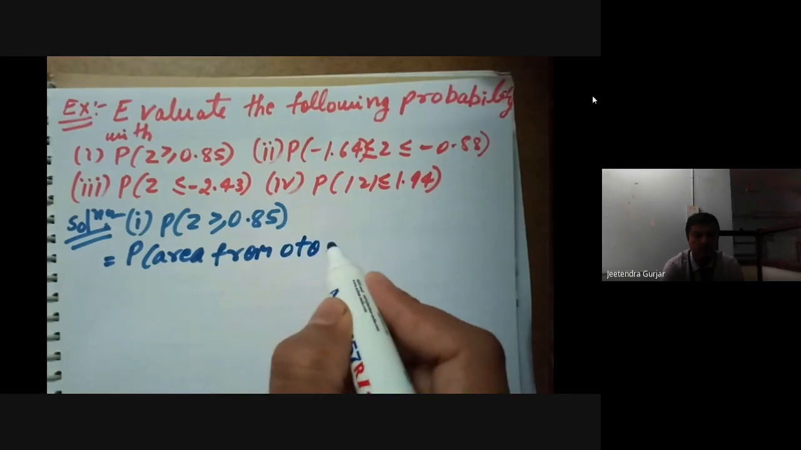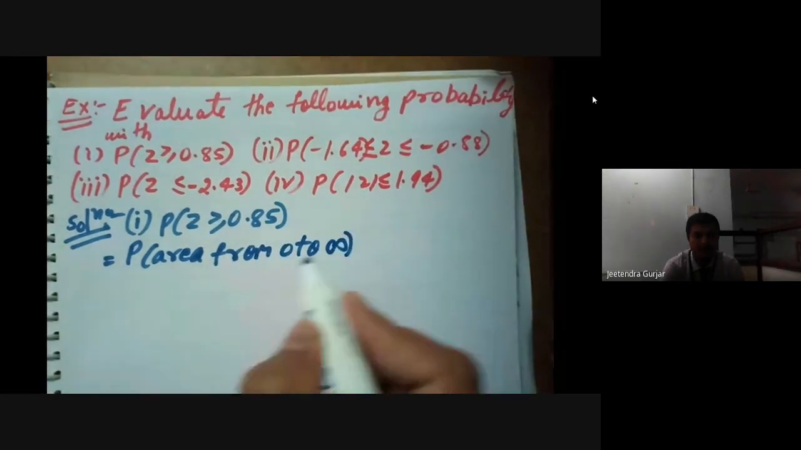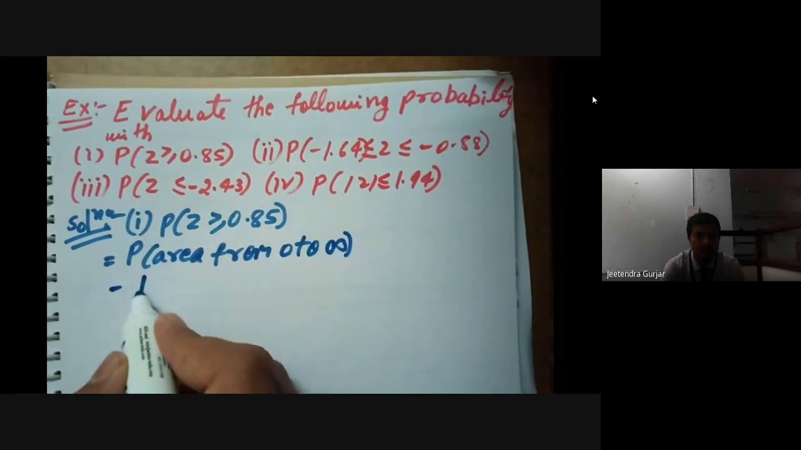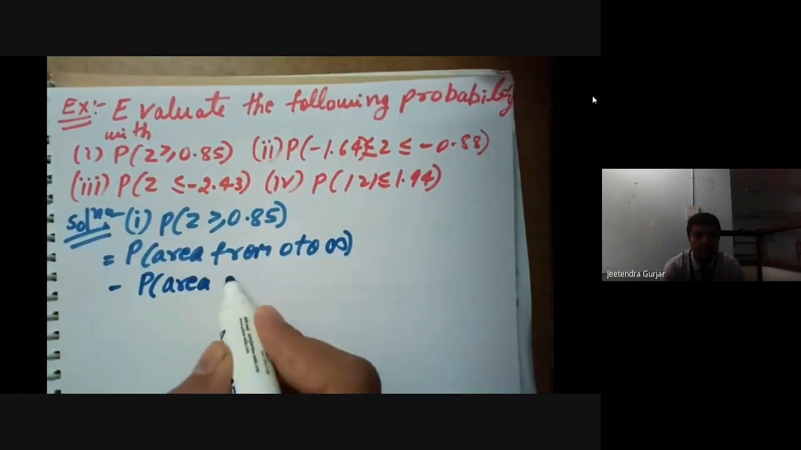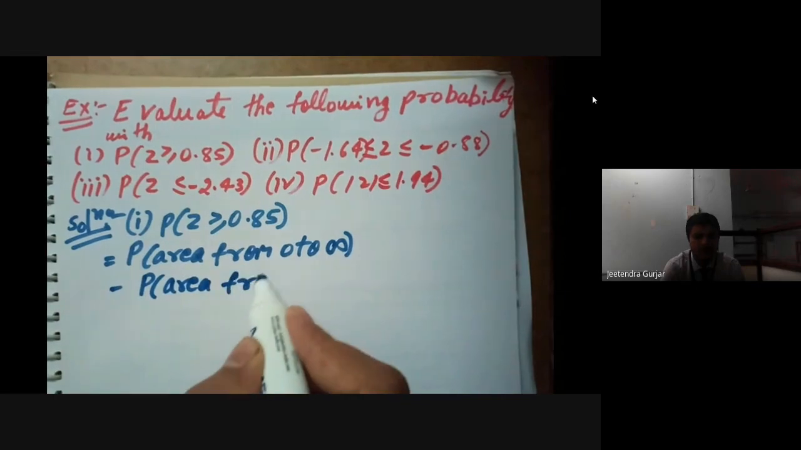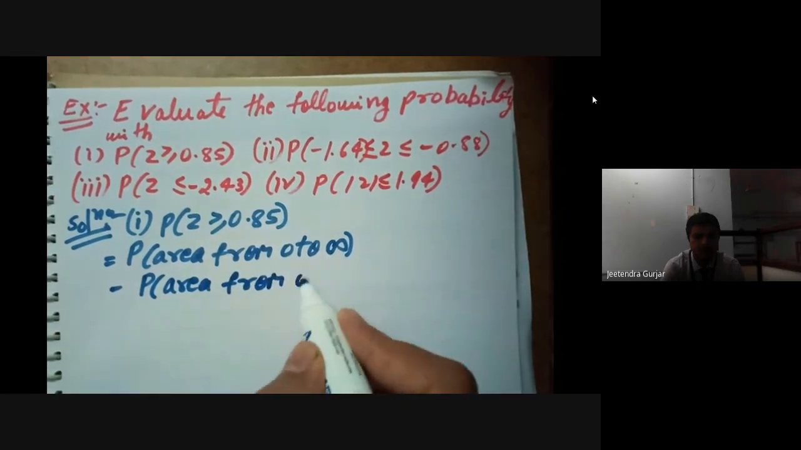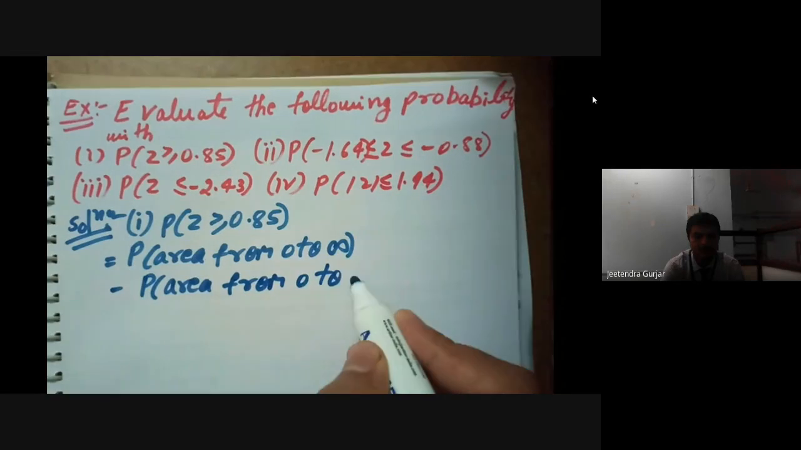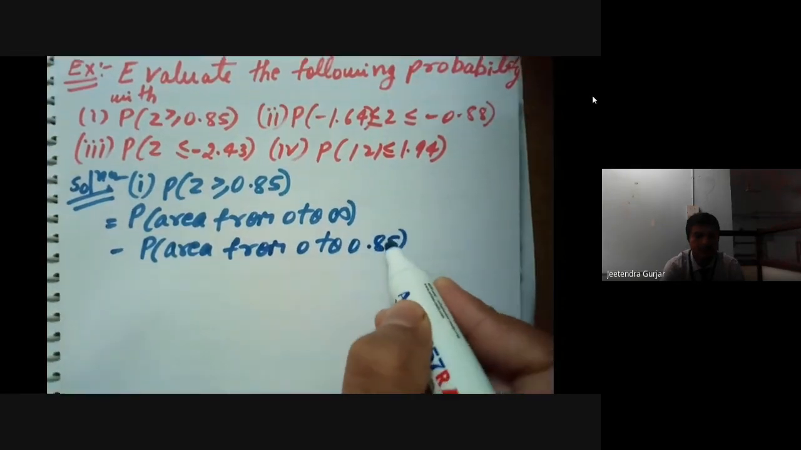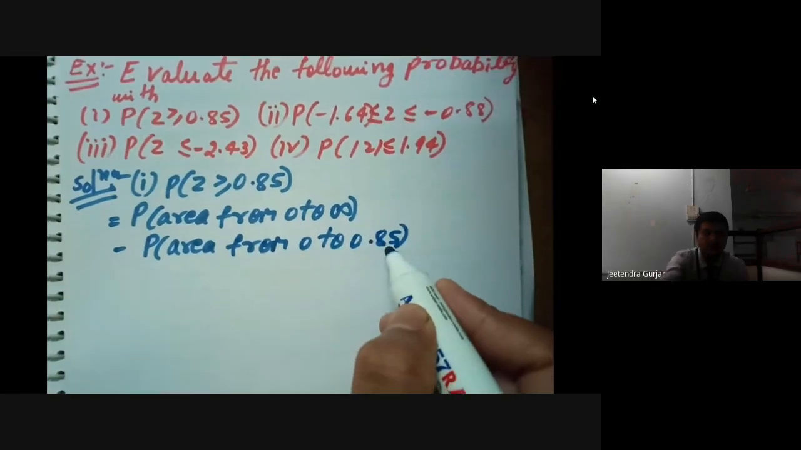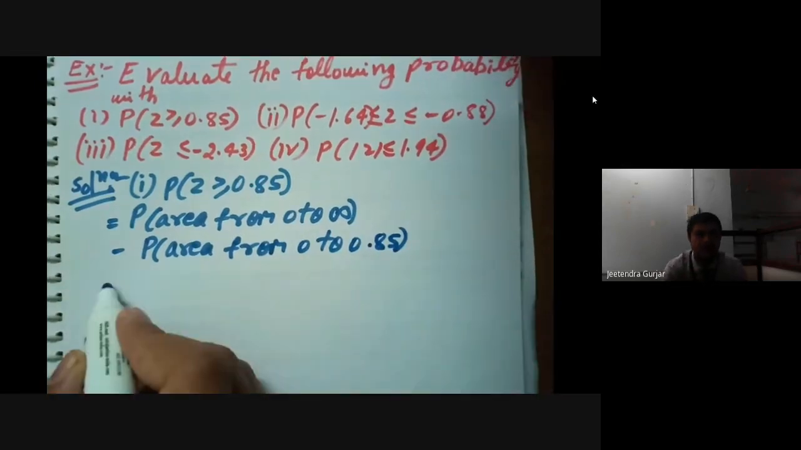So I'm going to take 0 to infinity, this full area, minus the probability of area from 0 to 0.85. So this is what we are going to calculate here, student. Because the upper limit is not given, please consider it as infinity only.